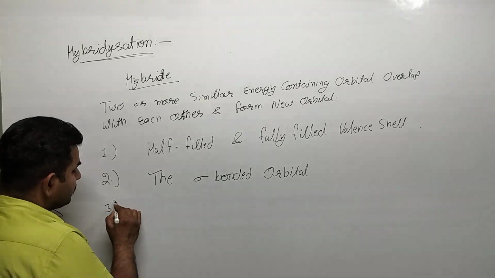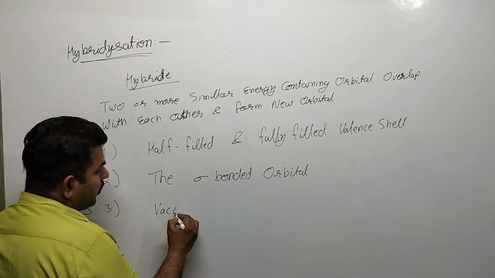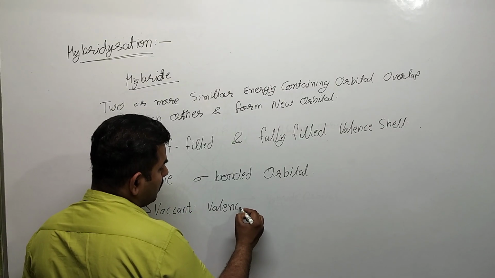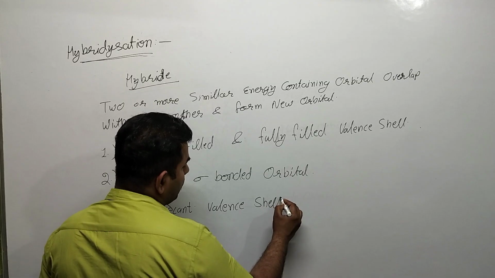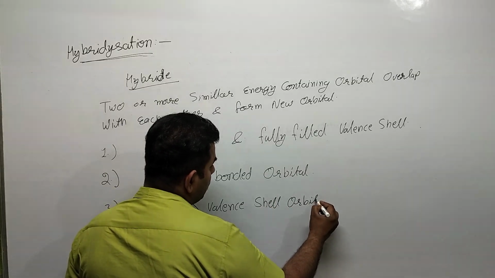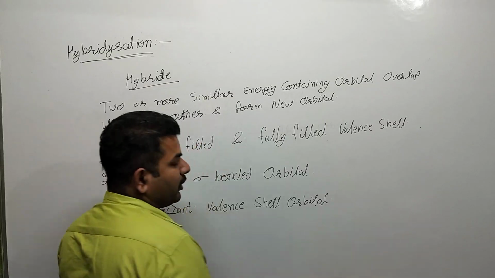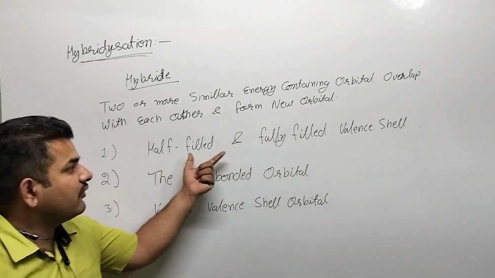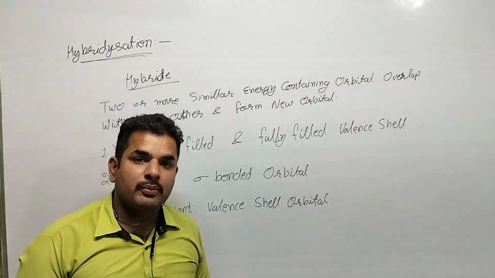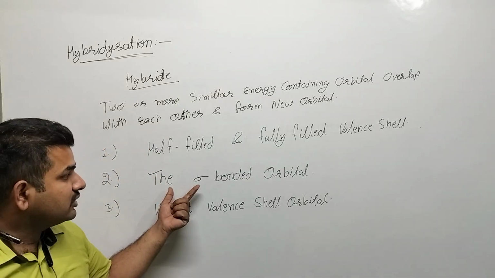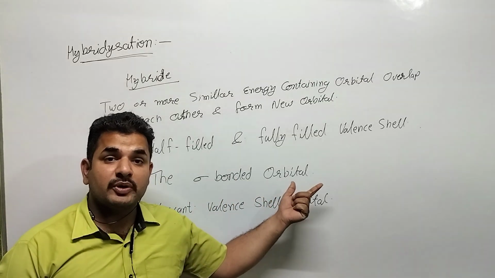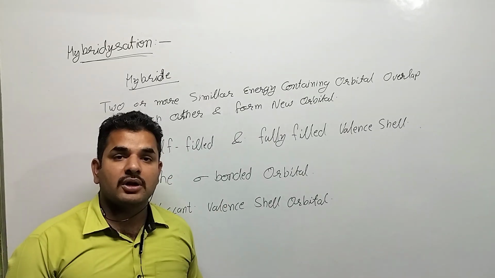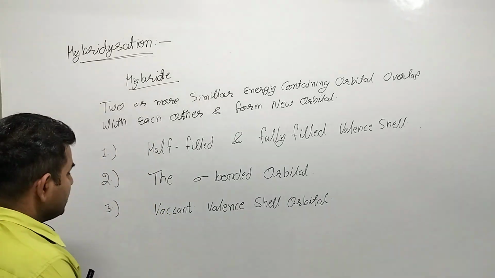And third one is vacant valence shell orbitals can also participate in hybridization. These are the conditions, that is half filled and fully filled valence shell orbitals can participate in hybridization. Second one, the sigma bonded orbitals can participate in hybridization. And third one is vacant valence shell orbitals can also participate in hybridization.